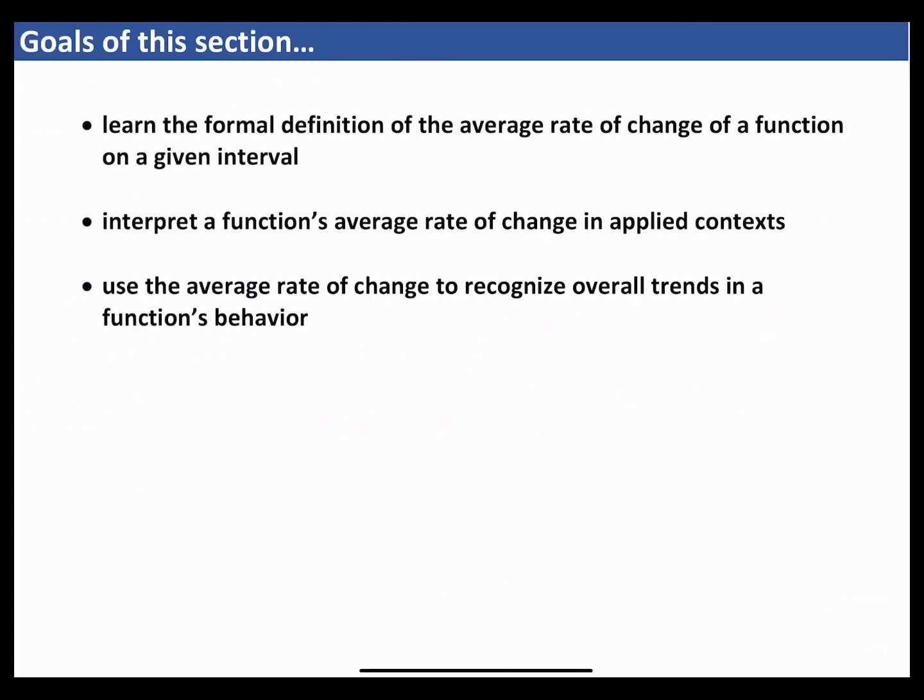In this section, you'll learn the formal definition of the average rate of change of a function on a given interval and begin to understand how to interpret a function's average rate of change in applied contexts, and how to use the average rate of change to recognize overall trends in a function's behavior.